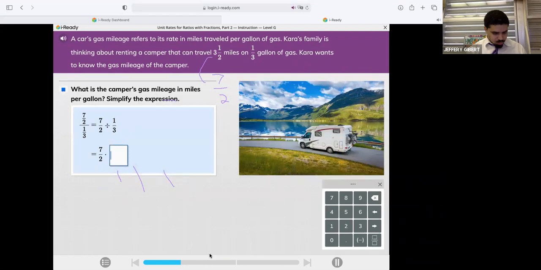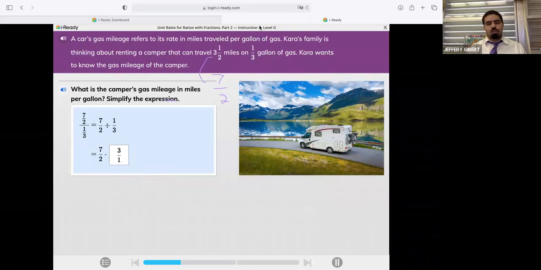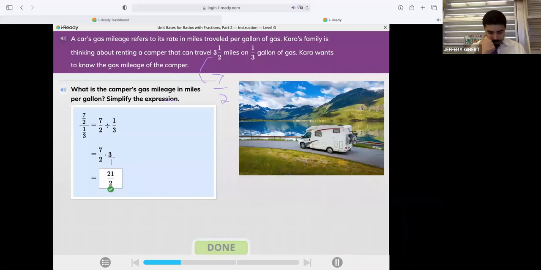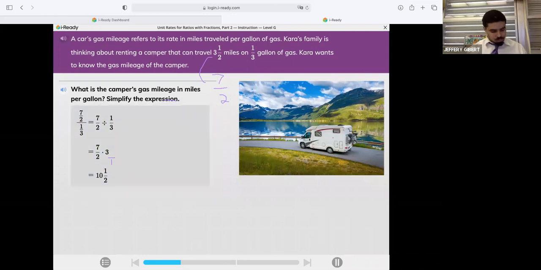What is the camper's gas mileage in miles per gallon? Simplify the expression. All right, so when you divide fractions, you keep the first fraction the same. You change division to its opposite operation, which is multiplication, and you flip the second fraction to its reciprocal. So 1/3 becomes 3/1. Nice. So then you just multiply this out. 7 times 3 is 21, and 2 times 1 is 2. So you got 21/2. The camper gets 10 1/2 miles per gallon of gas.